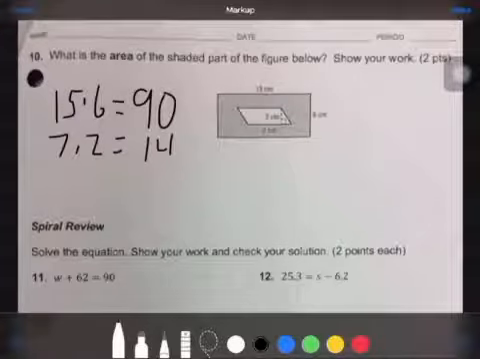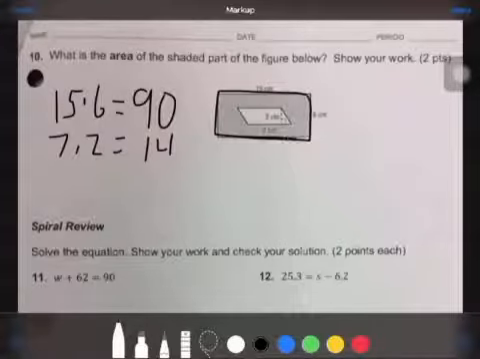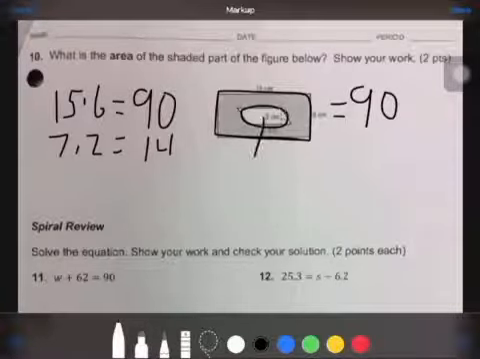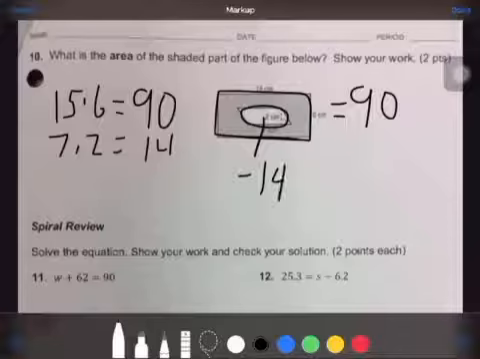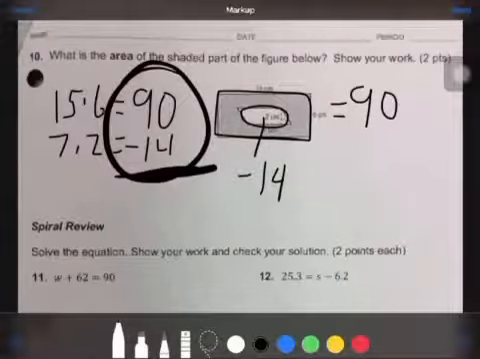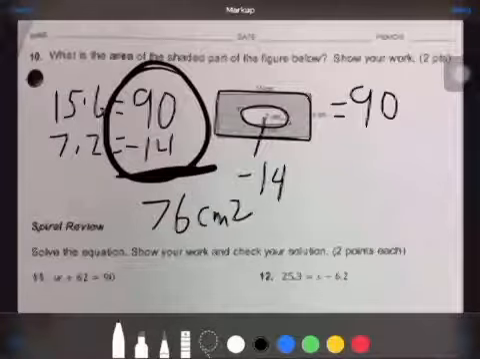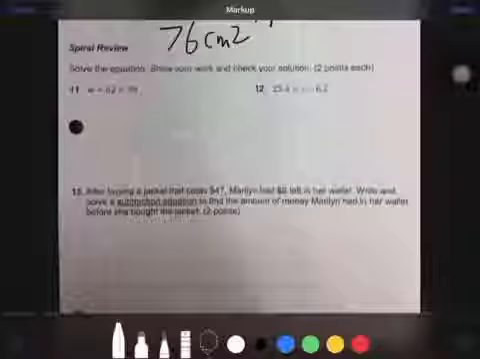So I need to take the whole figure here, which was 90, and I need to get rid of this inside, which was 14, so it's like subtract 14. So all I'm doing is, over here, 90 minus 14 gives me 76 centimeters squared. So on that one, you just have to remember to subtract the inside.